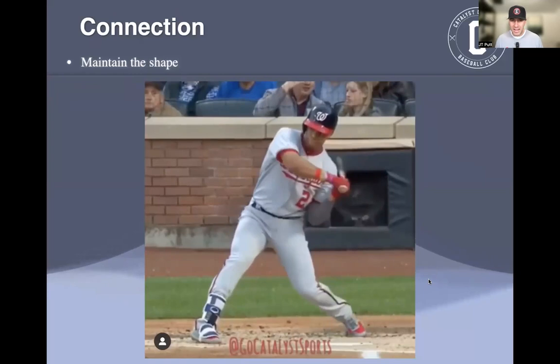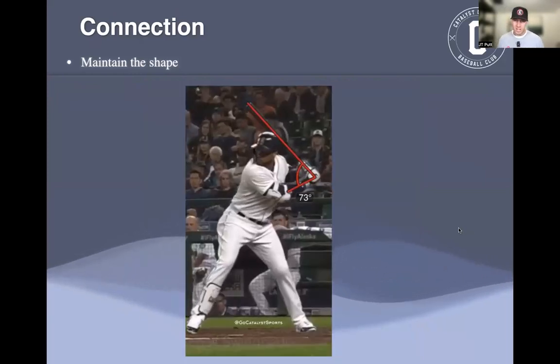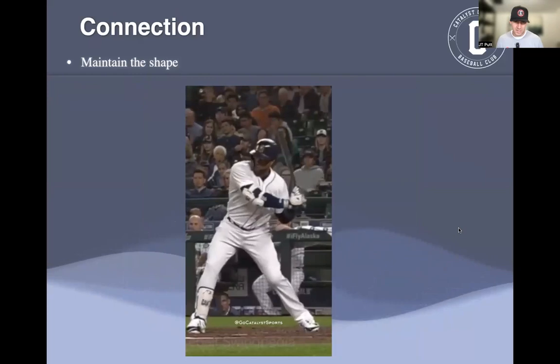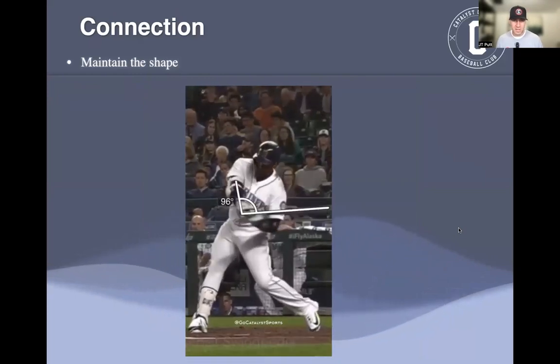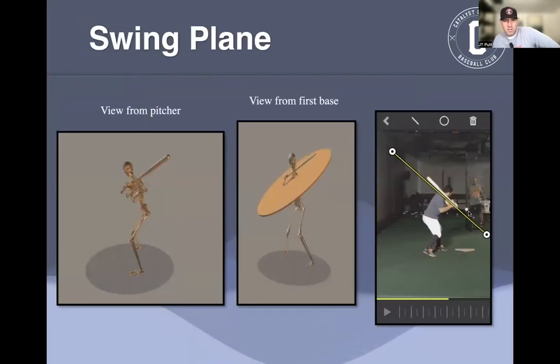See that bat, how tight it stays to the back shoulder right here with Soto as he starts his turn. Right, really beautiful as he initiates the turn right there. Just one more example, looking at Cano here. Boom, see how he keeps that wrist cocked, how the bat stays tight to his back shoulder as he starts to turn. And then right there, it starts to open up as he's starting to unfold the barrel.